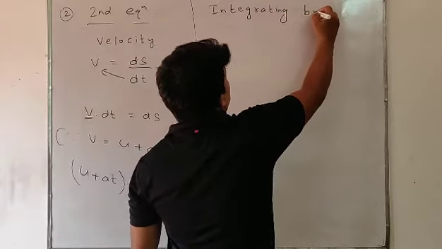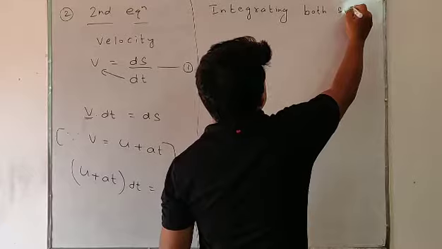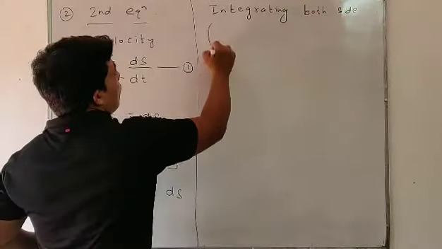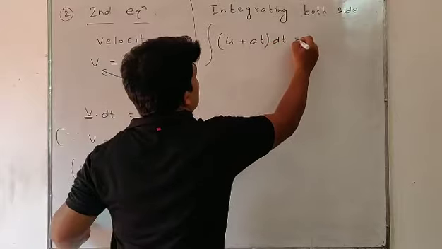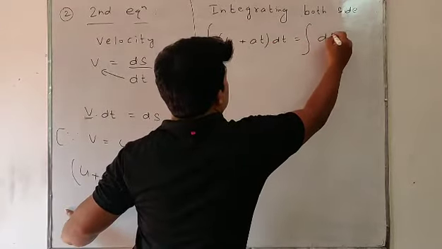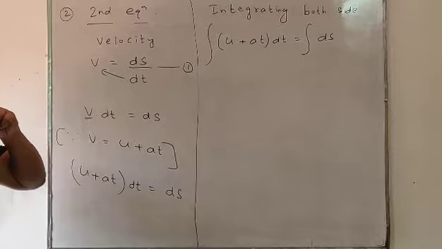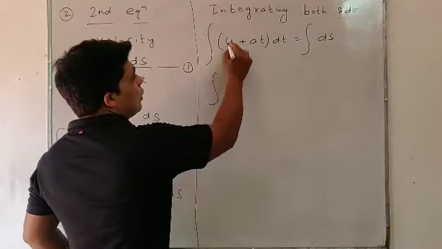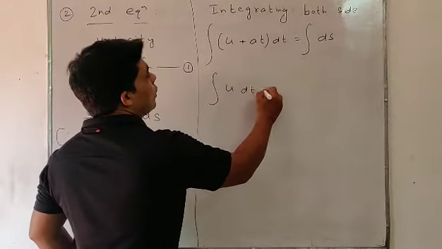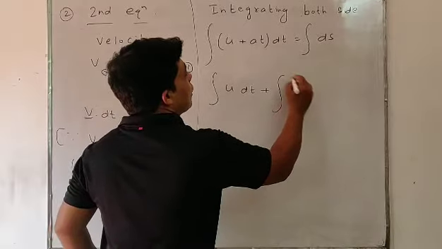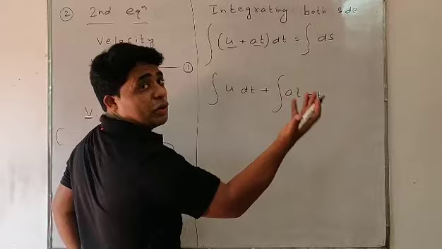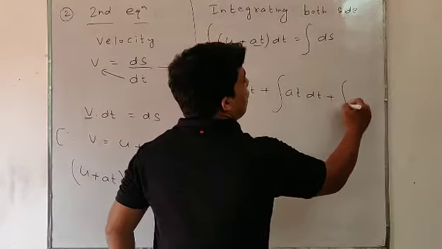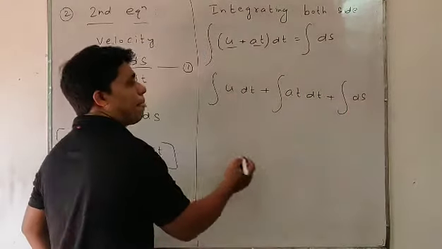Integrating both sides: integration of u plus at into dt equals integration of ds. Now separate the terms. Integration of u dt plus integration of at into dt, we will integrate separately, and integration of ds.